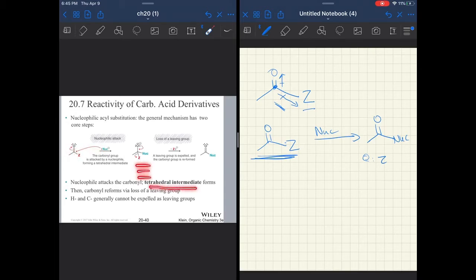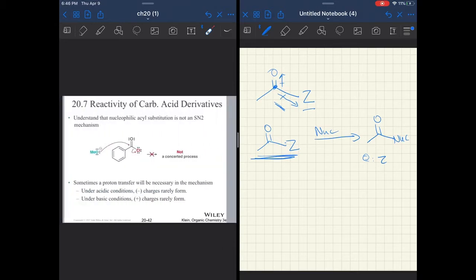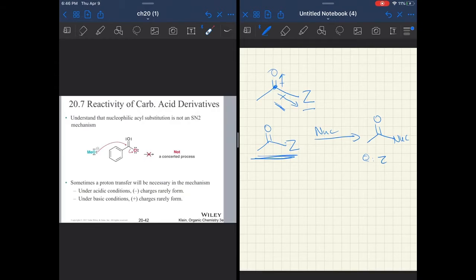I will say this an abnormal amount of times. All right, and then it will close back in on itself. And if you have something that works as a good leaving group, the leaving group will leave. There's going to be a lot of specific examples. This is alcoholysis, which we will cover as we move forward into specific reactions. Just reiterating, not a concerted process.